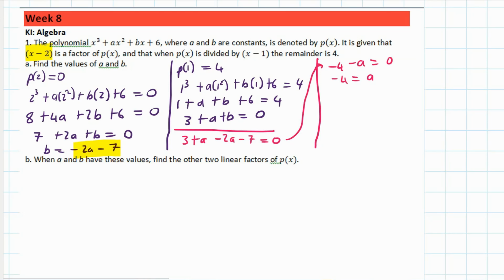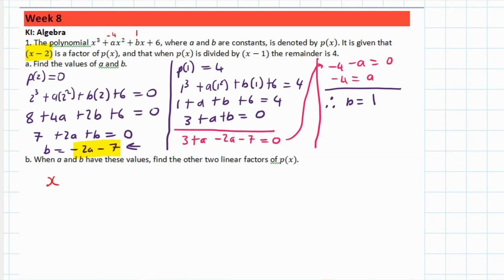Okay, and therefore b is equal to, we're going to go over to this formula here, minus 2 times a, so minus 2 times minus 4, which is positive 8 minus 7, so I think b is equal to 1. Okay, now in the second part of the question, we've got to find 2 other linear factors. So we've just worked out that a is, what did we say a was? Minus 4. And we found out that b is positive 1. So we can write the equation.